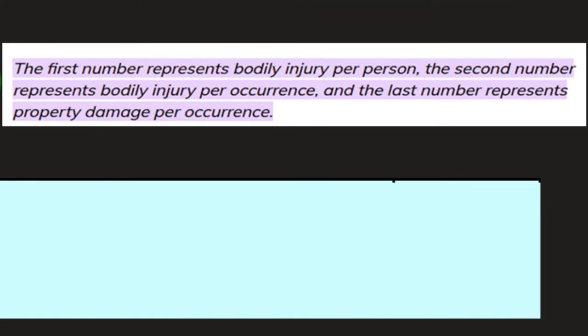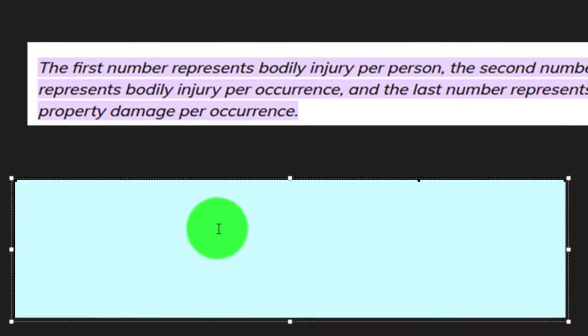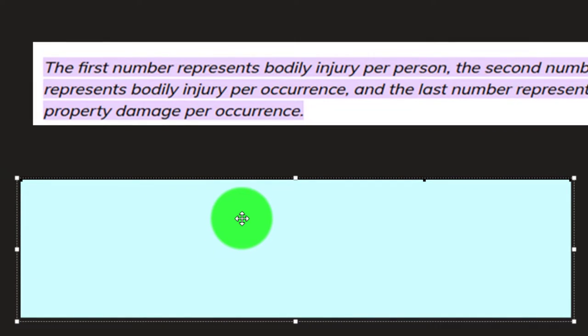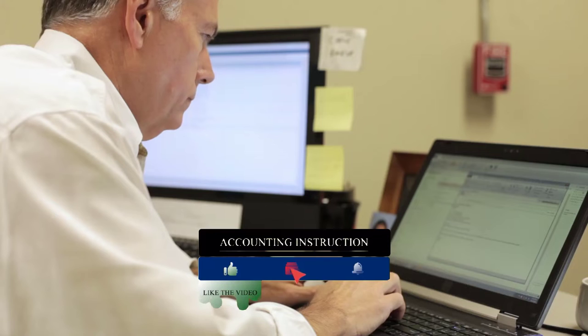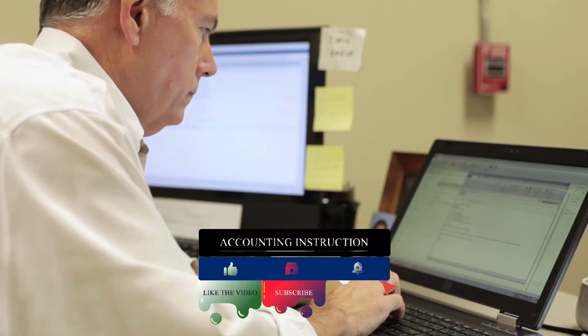The thing on the left-hand side says the first number represents bodily injury per person, the second number represents bodily injury per occurrence, and the last number represents property damage per occurrence. So if we were to break that out in a table, which is useful to do if you're going to try to make calculations, like in Excel, which we do in Excel, it's a good practice to work these kinds of problems in Excel.